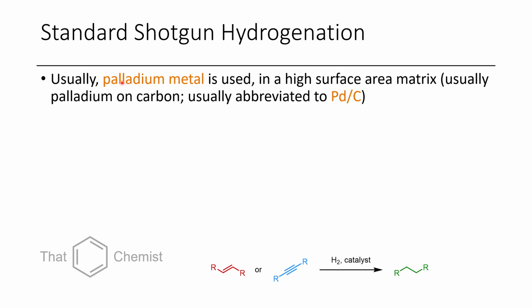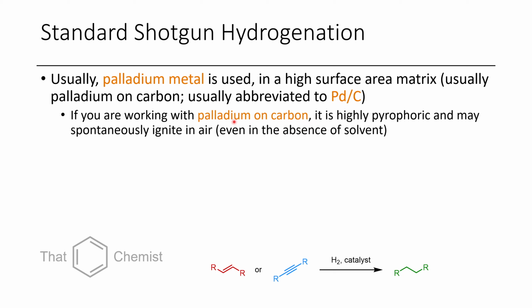Okay, so if you use palladium metal, which is most commonly used, it's absorbed over a surface, something like calcium carbonate or carbon, and it could be 10% palladium or 5% palladium when you weigh it out. So usually 10% palladium on carbon is the most common thing you see.